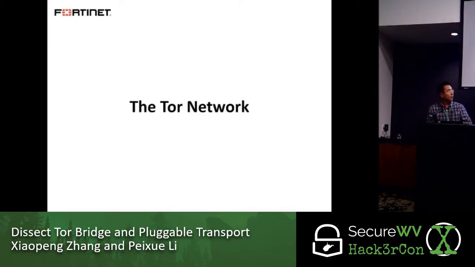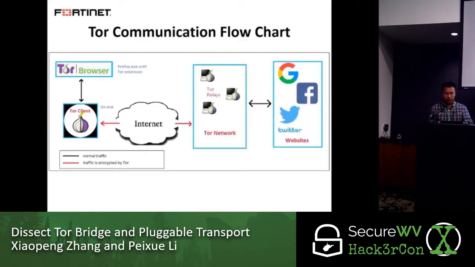Next, let me introduce the Tor network. This is the flowchart of normal Tor communication. From this flowchart, you can see the Tor browser first talks to the Tor client, then the Tor client sends traffic to the destination through the Tor network. In this flowchart, the traffic between the Tor browser and the Tor client, and the traffic between the Tor network and the destination, is normal internet traffic.